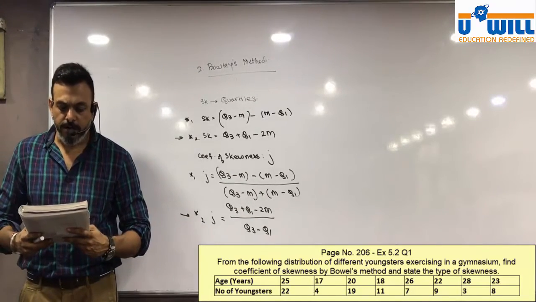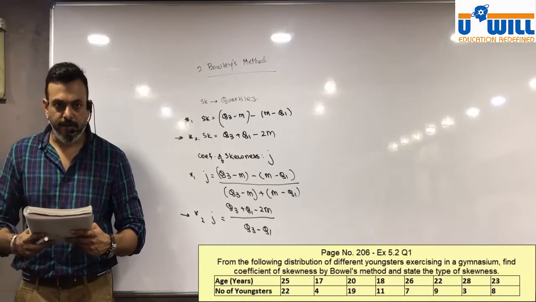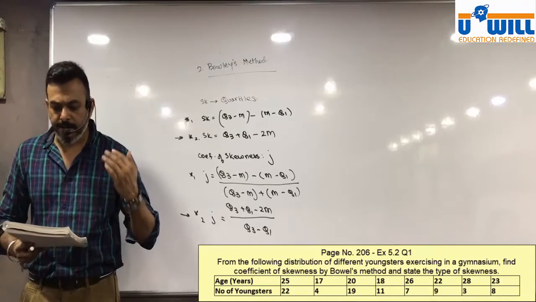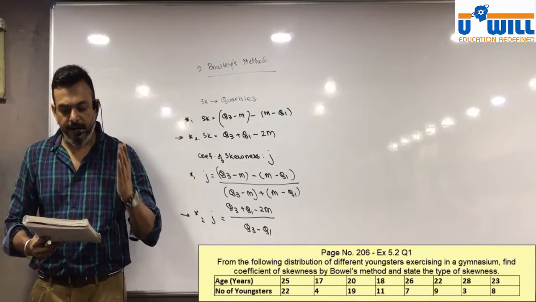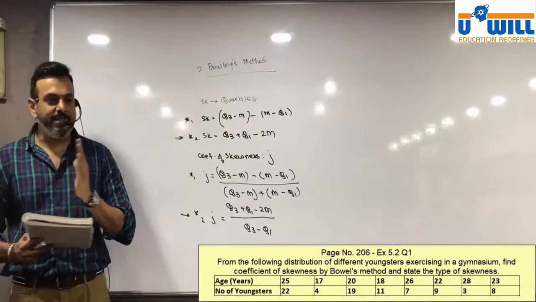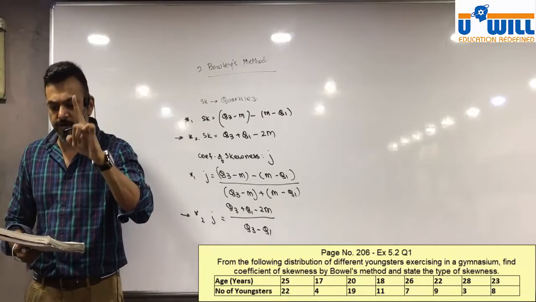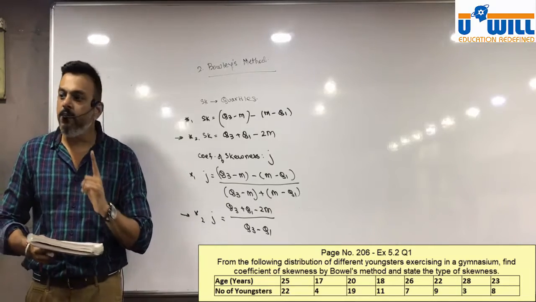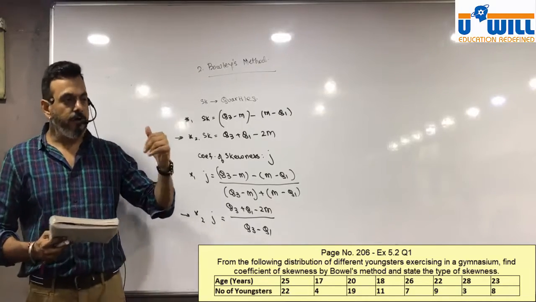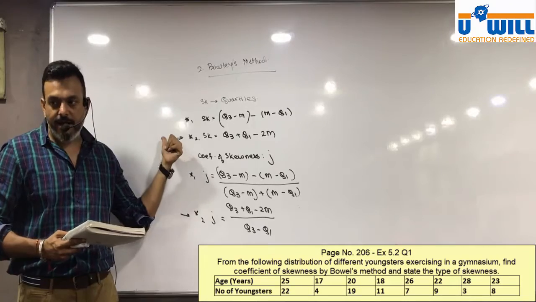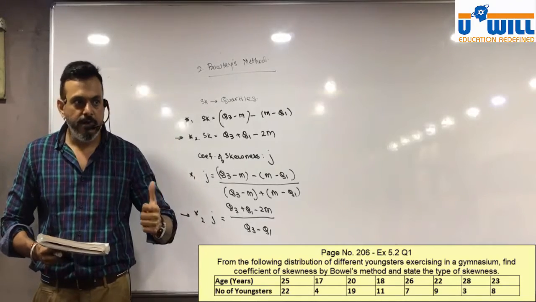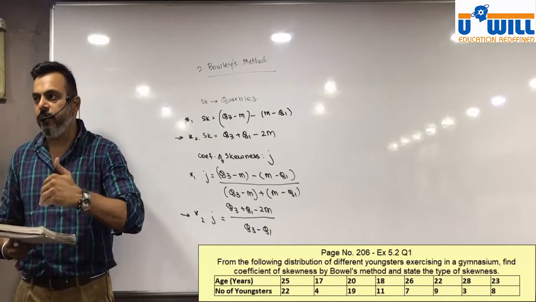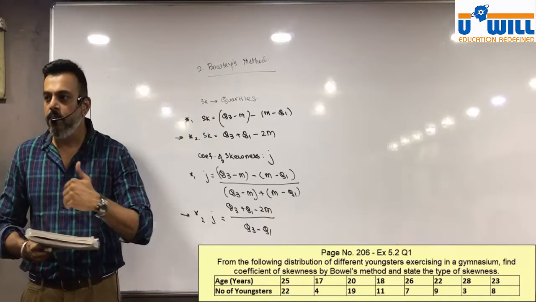Now age is given and number of youngsters are given. What type of data is this? It's discrete data, but over here you can see 25, then 17, then 20, then 18, then 26. So what's the first step? We have to arrange it in ascending order. Please don't forget this. If you directly write XI, FI, CFI, your answer will go wrong, because here we have to first arrange the data in ascending order.